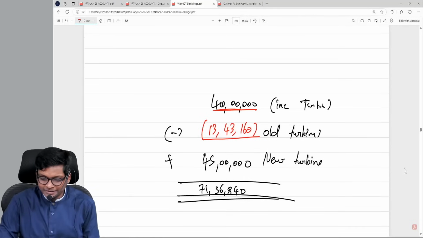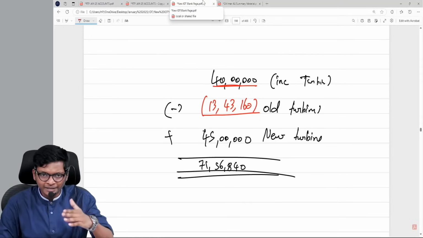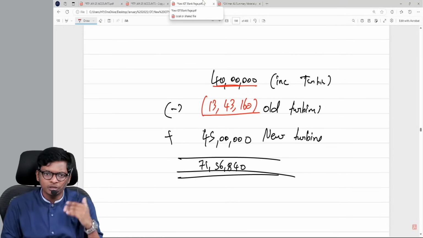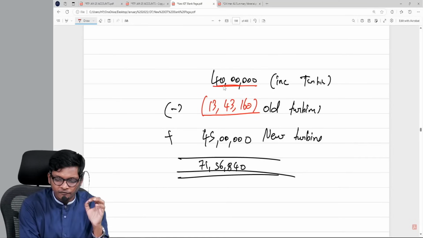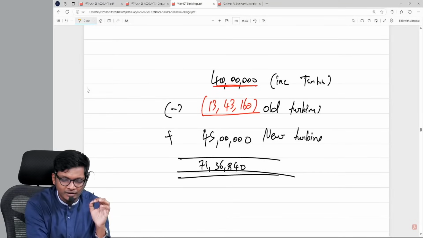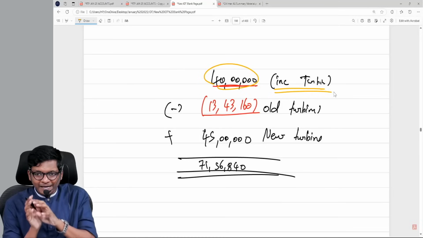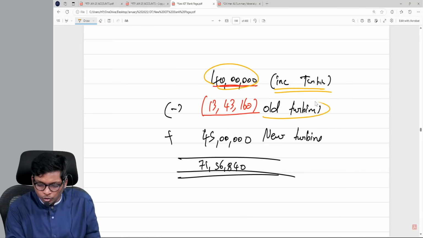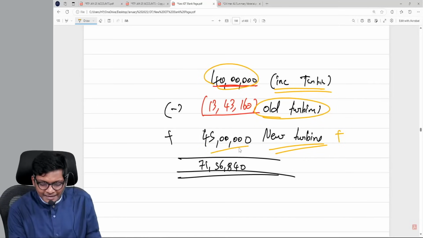Understood? Now I'll summarize this over here once, just to avoid confusion for you guys and online. If you confirm you understood, they will also understand. It's okay, extra 10 minutes, not a big deal. 40 lakhs is the value of asset including turbine. Now turbine I should remove. So I have to remove the old turbine and add the new turbine. New turbine added for 45.